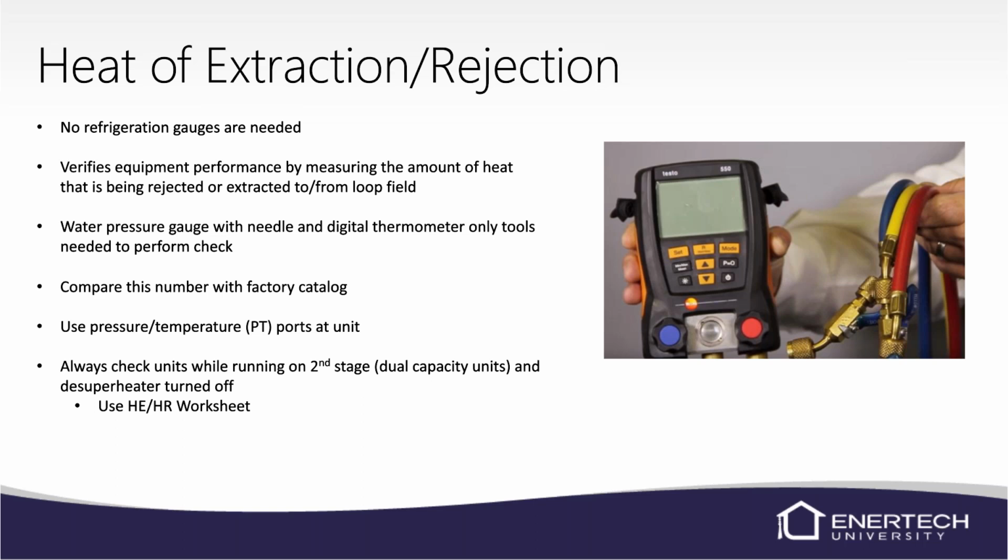But basically it verifies the equipment performance by measuring the amount of heat that is either being rejected or extracted from the water in the loop field. So basically what you're going to need is a water pressure gauge with a needle on it, so you can insert it into a pressure temperature port, or a PT port, a digital thermometer, and then you're probably going to have the IOM or the manual.